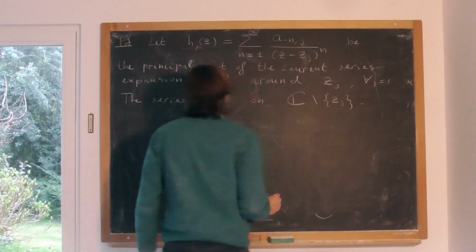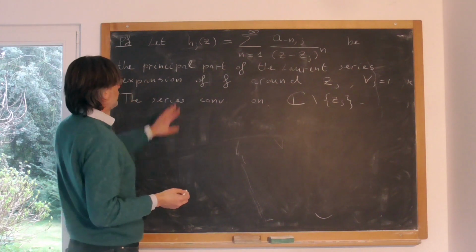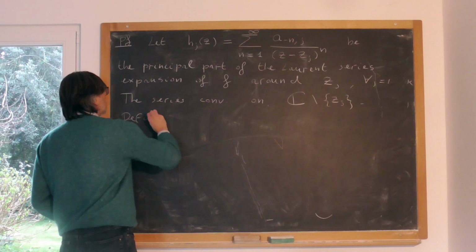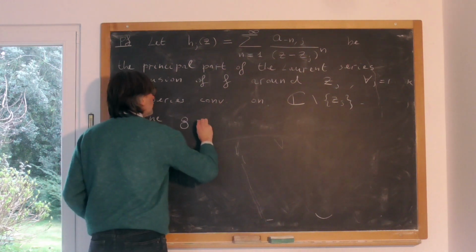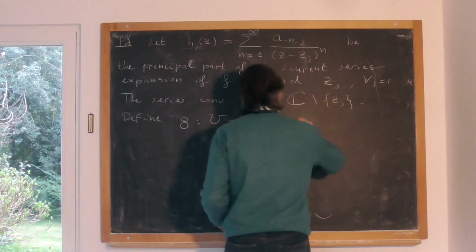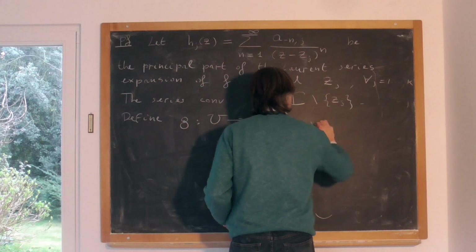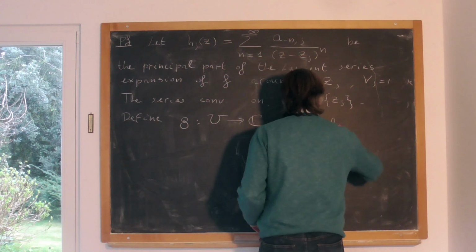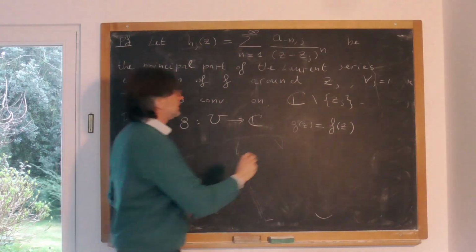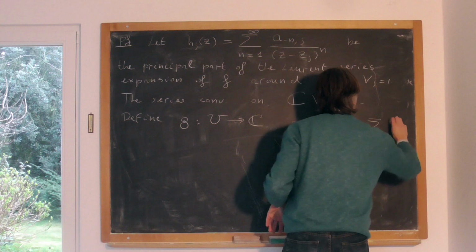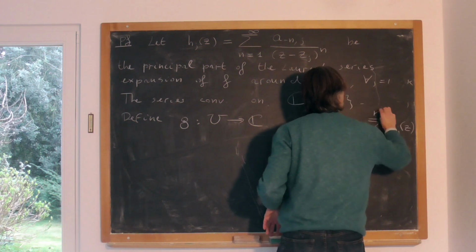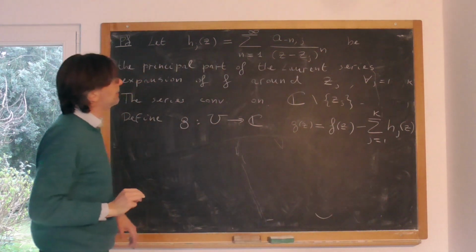And therefore, we can define a new holomorphic function on the same domain, on U. We define g from U to C as g(z) equals f(z) minus the sum over these functions hj(z) for j going from 1 to k.